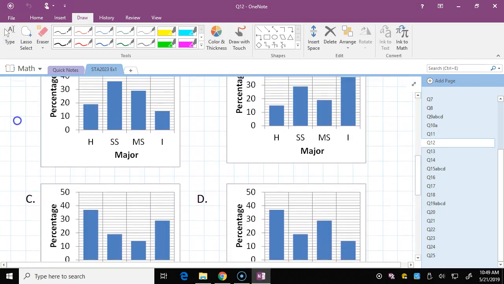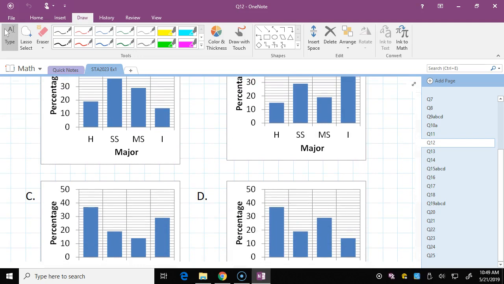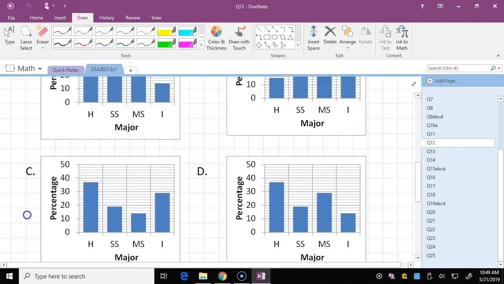So if I look at my bar graphs, 2 of them I can take out right away. A and B. They're gone. Because those graphs don't even stretch to 37. So right now, C and D are still in play.